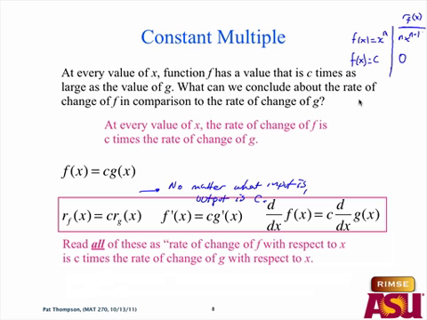So our next little rule here. If f of x is a constant times a function, then the rate of change of f is the constant times, oops, what should I say? What should I put here? The rate of change of g with respect to x.